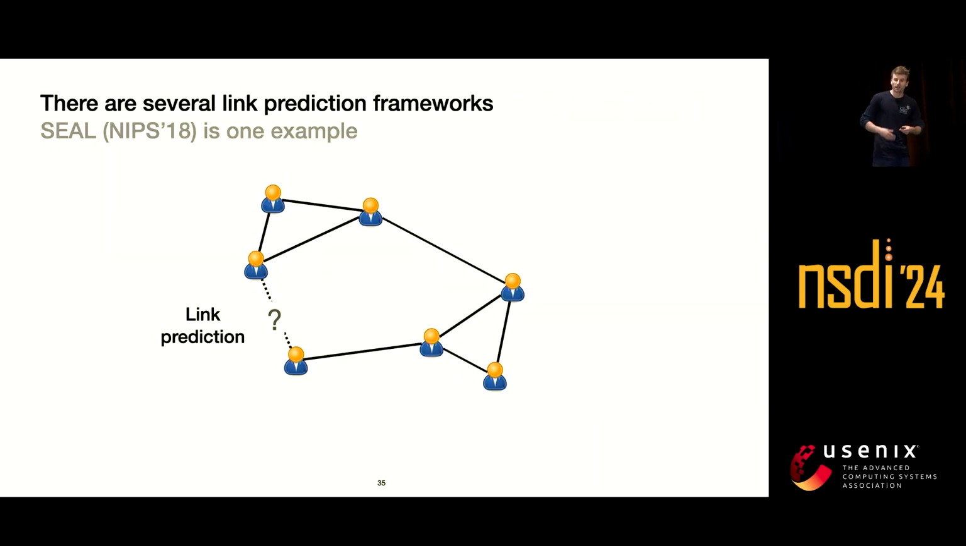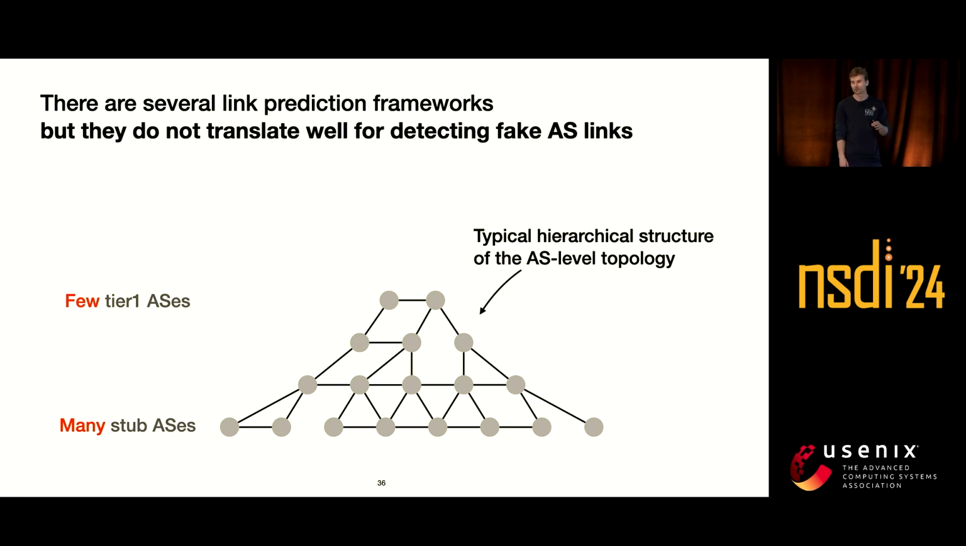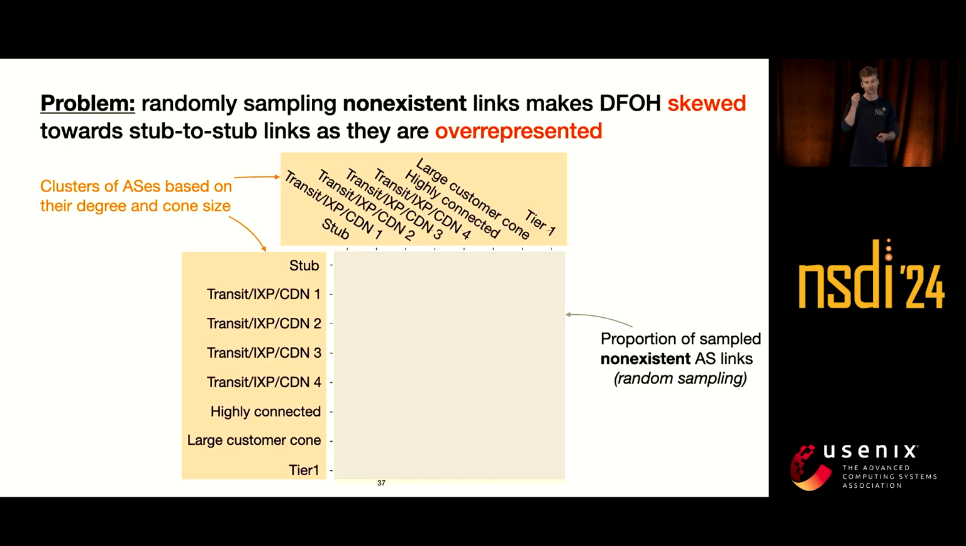Okay? So there are many link prediction frameworks that exist today. Usually, for instance, they are used in social networks to say whether two users are going to connect in the future. The problem, though, is that if we just use those frameworks on the highest-level topology, it's not going to work well. Why? Because the highest-level topology actually exhibits a very strong hierarchical pattern. So there are a few tier ones at the top and many stubs at the bottom. Okay? So the problem now is that if we randomly sample non-existent links, which is often what happens in practice, we will end up with a very biased sample. Okay? This is actually a key observation.